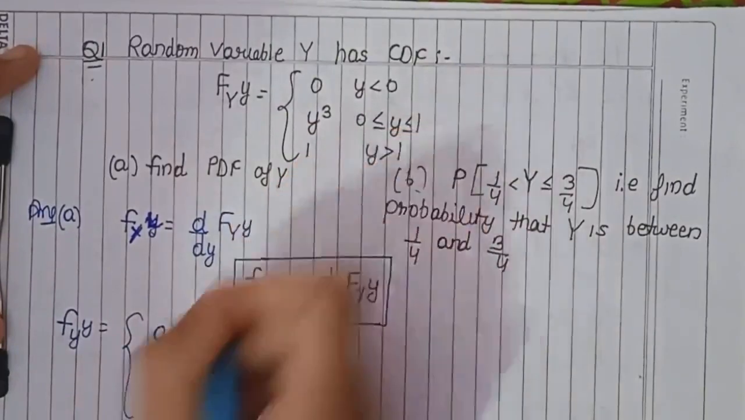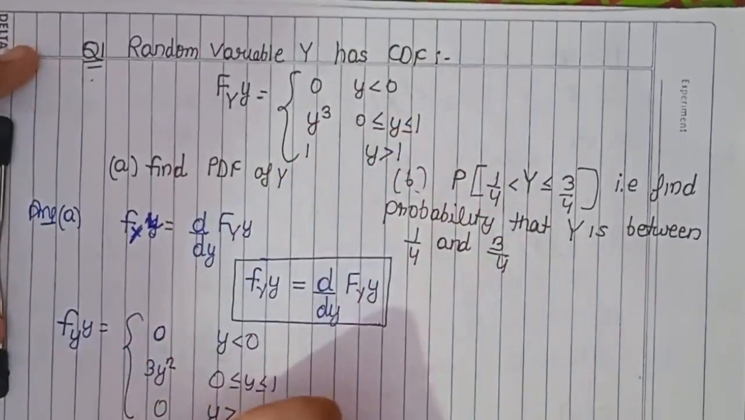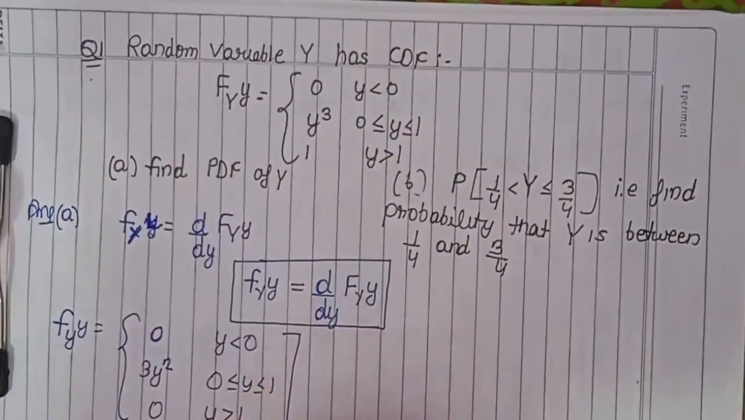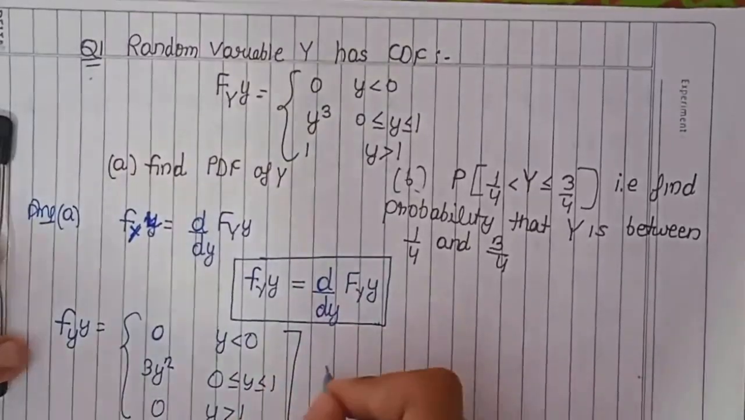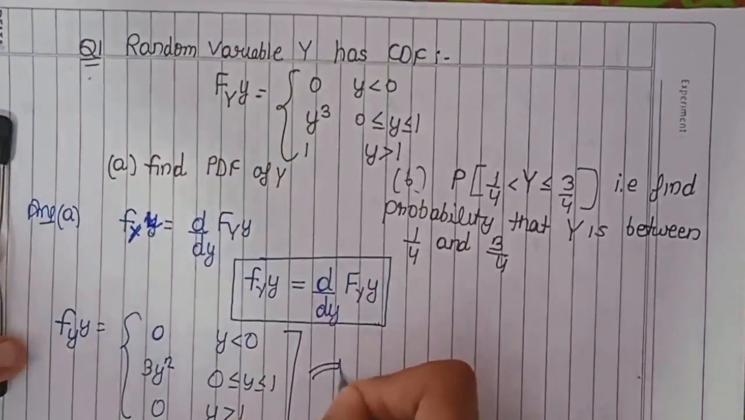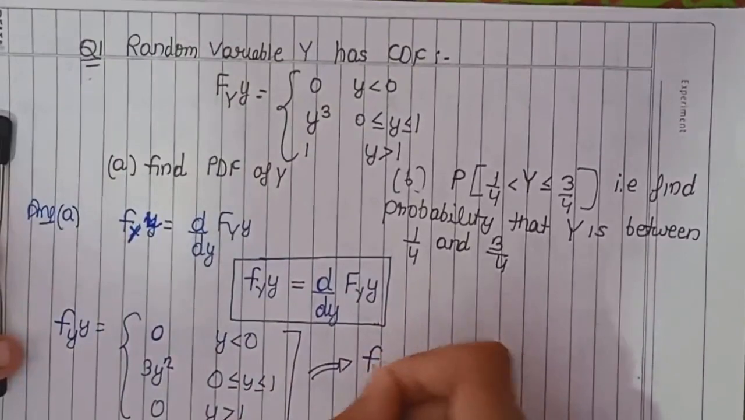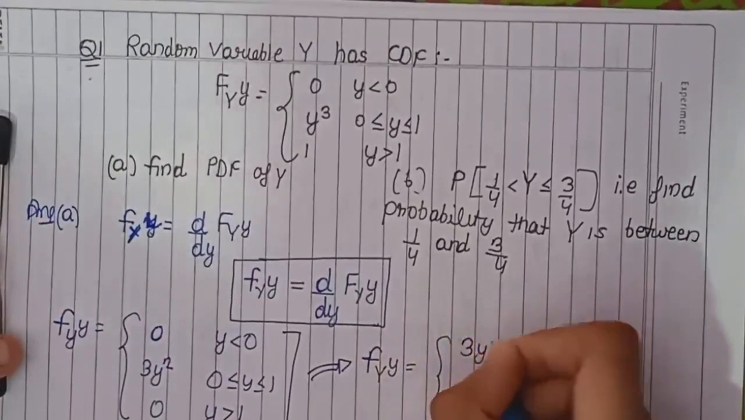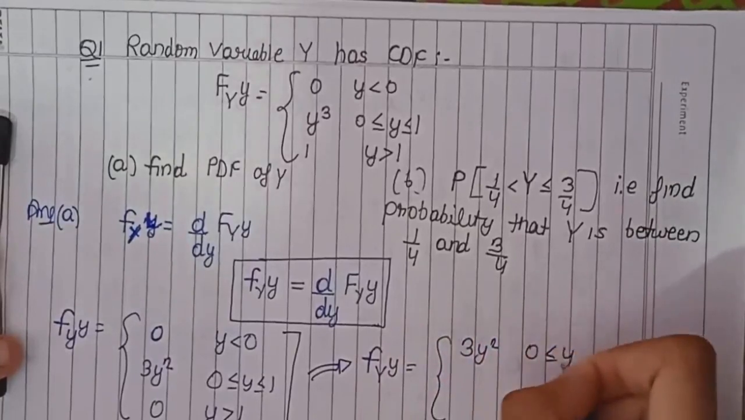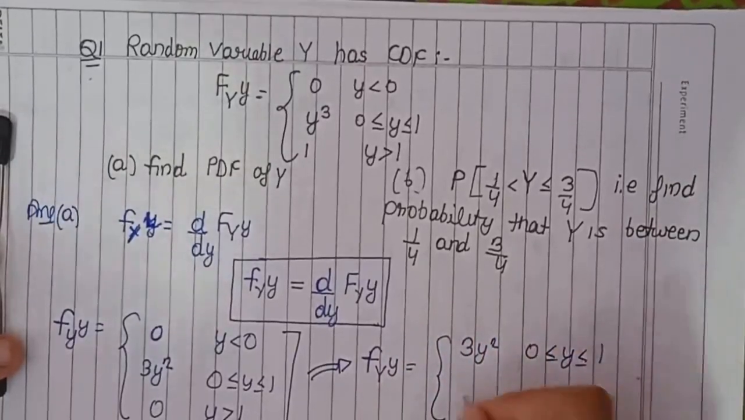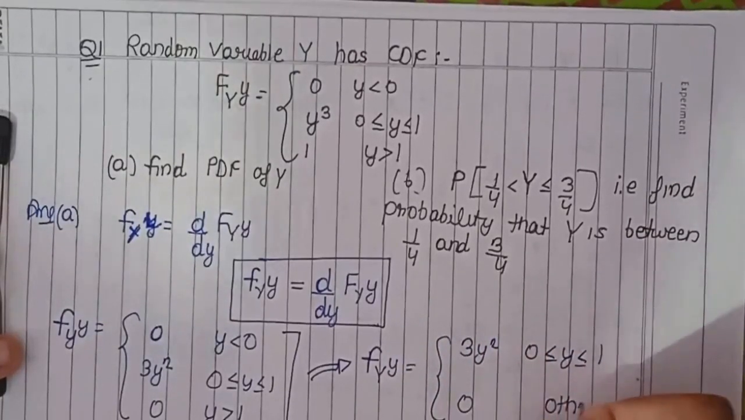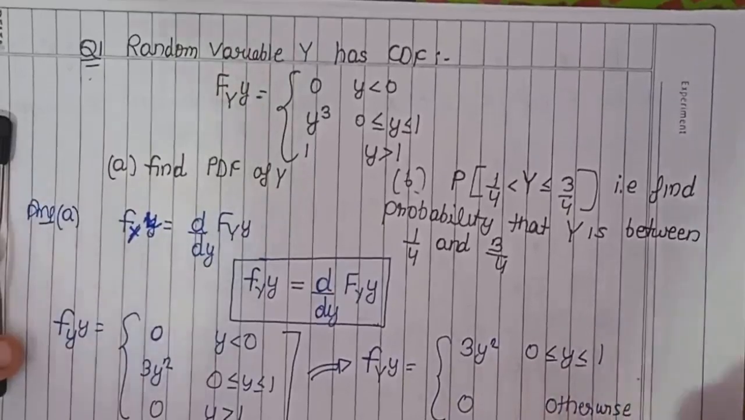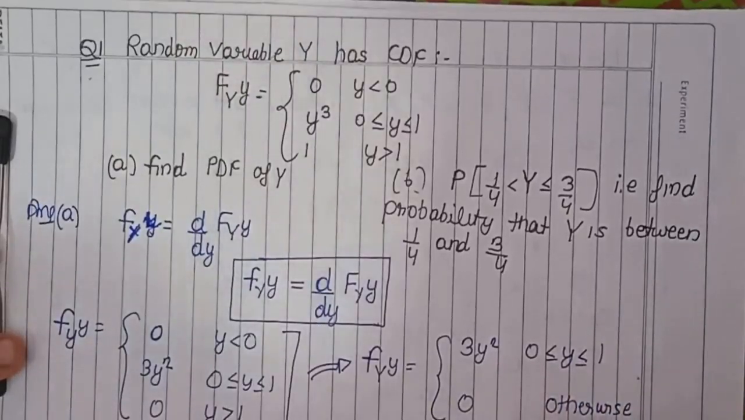Derivative of 1 will be 0. Now this is the PDF of the random variable y, and this is very simple to calculate. Now it can be rewritten as 3y square in the range 0 to y less than equal to 1 and 0 otherwise. So this is another way, or I can say the more prevalent way, to write the PDF.